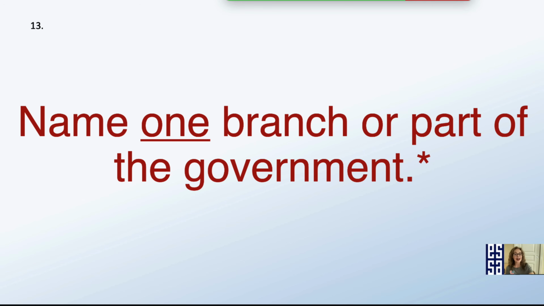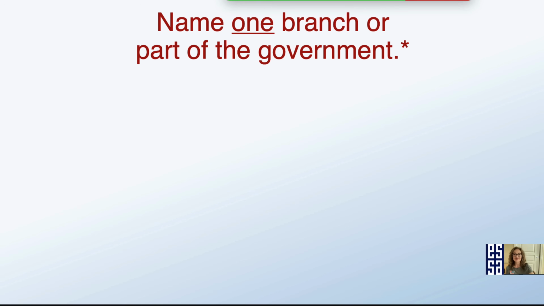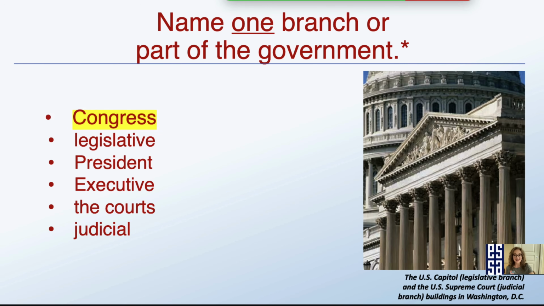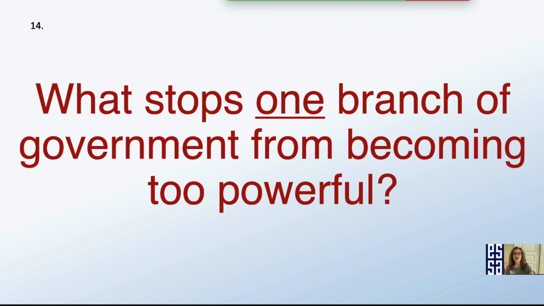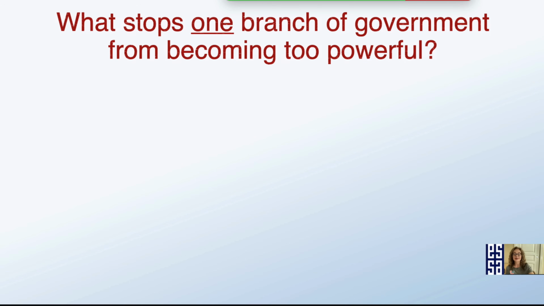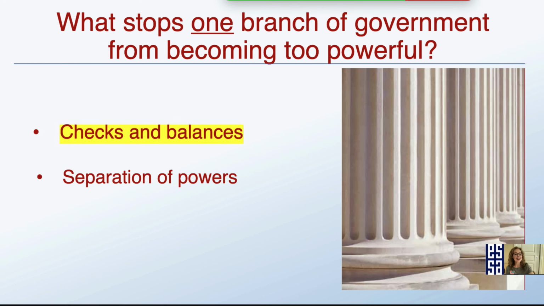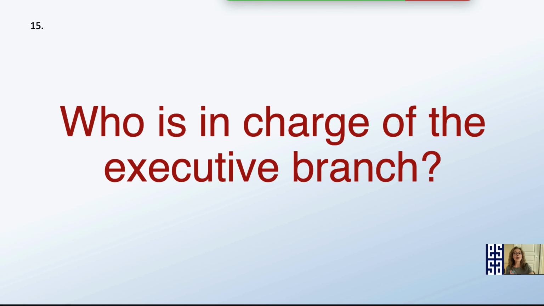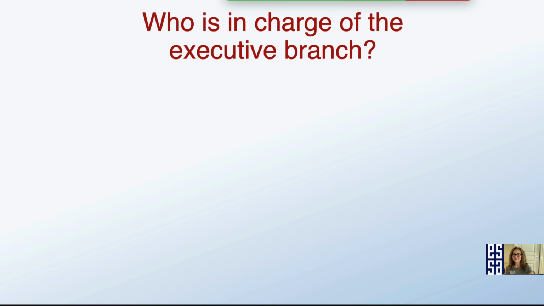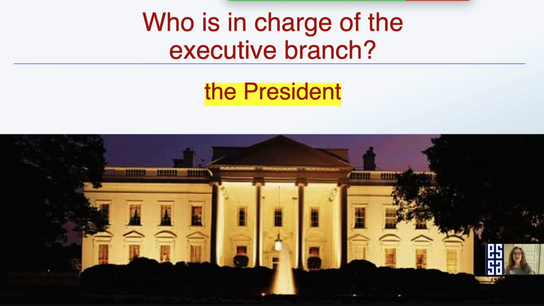Name one branch or part of the government. Congress. What stops one branch of government from becoming too powerful? Checks and balances. Who is in charge of the executive branch? The President.